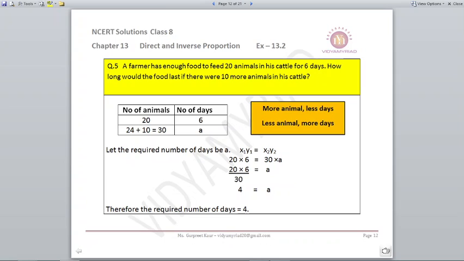So it is inverse proportion. What are we going to do? We will multiply. So 20 multiplied by 6 is equal to 30 multiplied by A. Now find out A. A comes out to be 4 days. So in just 4 days, the cattle will finish the food.